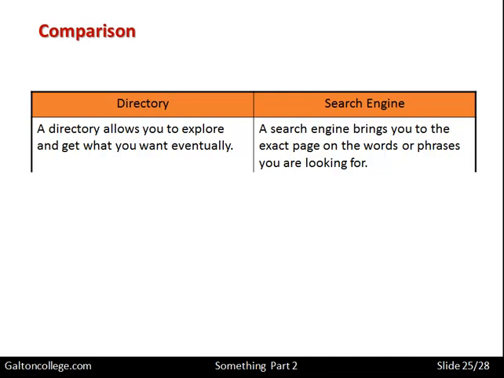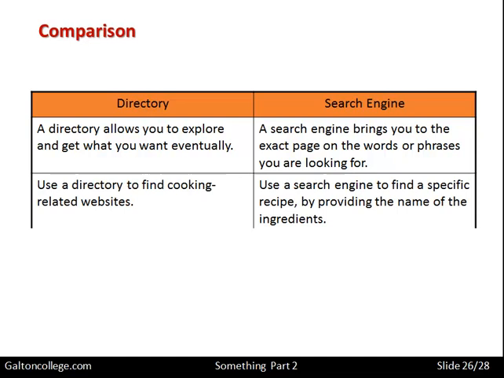So if the search is properly specified, then precise pages should come up. Whereas a directory tends to be a collection of sites and collection of pages, and we have to filter through those to try and find which ones are most appropriate for us and for what we want.